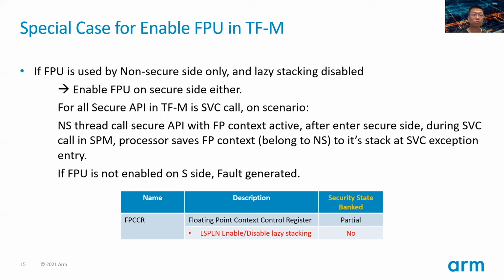If a non-secure thread calls a secure API with FP context active, after entering the secure side, during the SVC call in SPM, the processor pushes the FP context belonging to the non-secure side to its stack at SVC exception entry. If the FPU is not enabled on the secure side, a fault is generated.